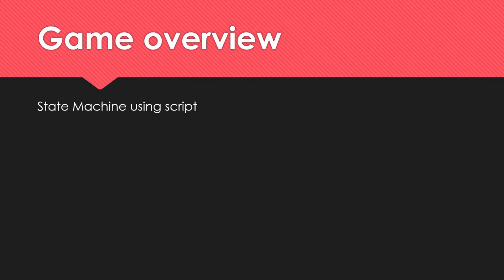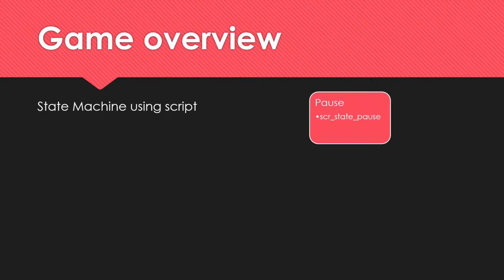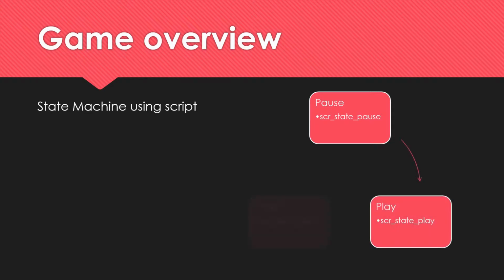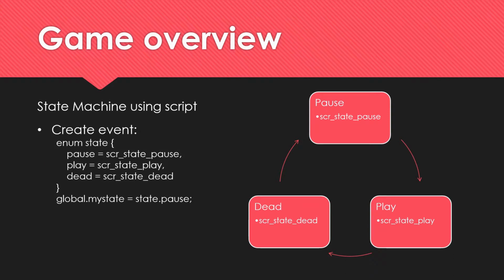Okay, and we're gonna be using a state machine as always. So this time we're gonna use a script to run it. So I'm gonna have three states. That's pause state, which is going to be related to the script state pause, then the play state, and then the dead state. Okay, I'm going to do that through an enumerator. And actually what I'm going to do here, instead of just enumerating the states, I'm gonna also assign them a variable, and this is going to be the script name. And then on my player step event, everything I have to do is just execute the script that's going to be my global.myState variable. Okay, so let's head to Game Maker.